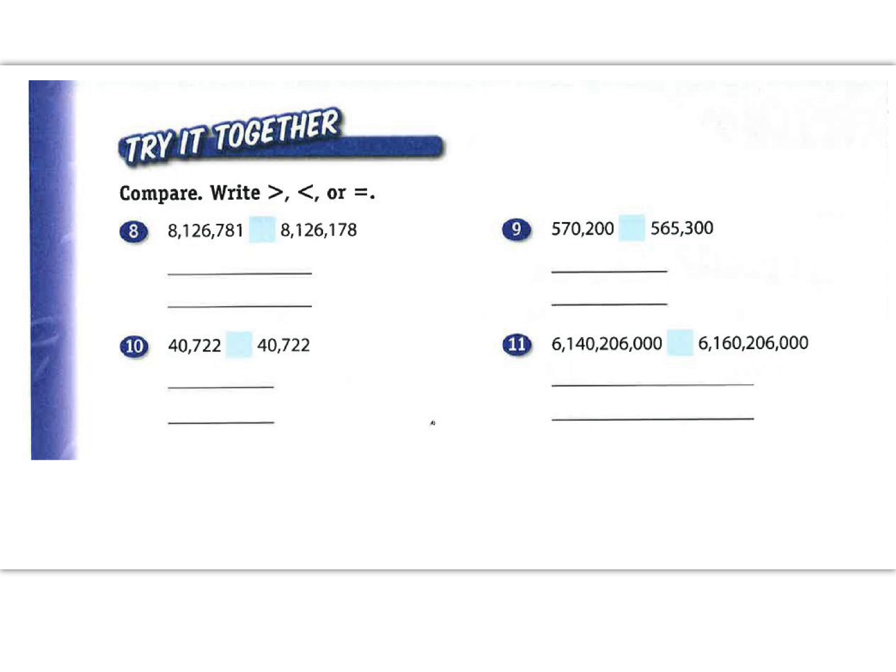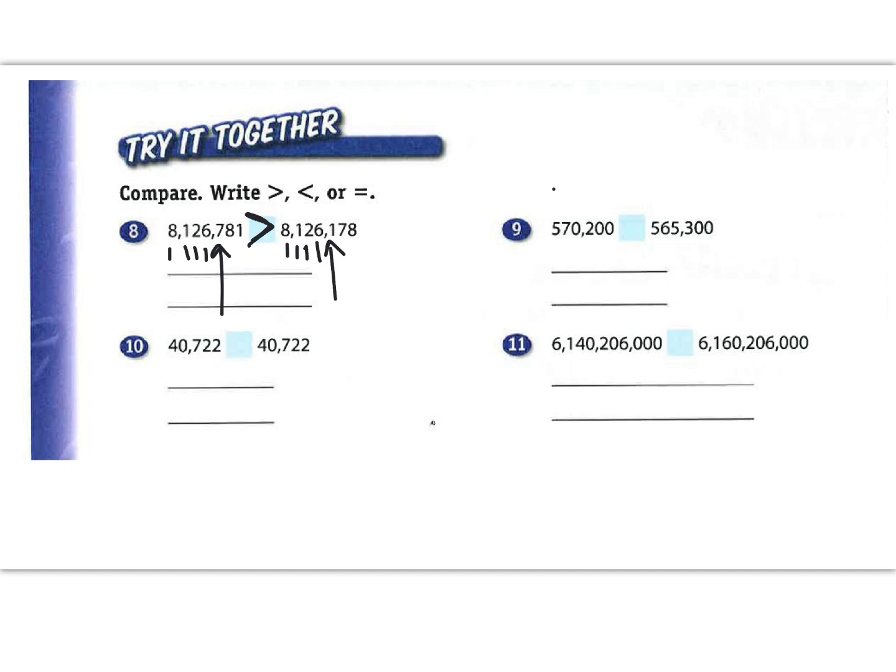All right, this says compare, right? Greater than, less than, or equal to. So let's just compare. They both have an 8 in the millions, a 1 in the 100,000s, a 2 in the 10,000s, a 6 in the thousands, and then look here, this has a 7 in the hundreds, this has a 1 in the hundreds, so 7 is greater than 1, so this one is greater.